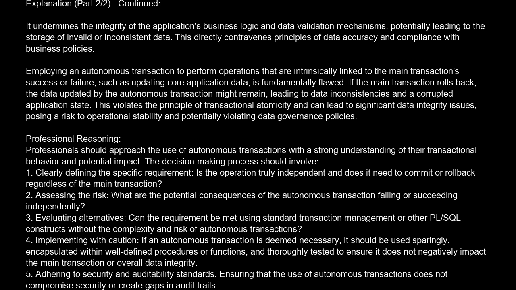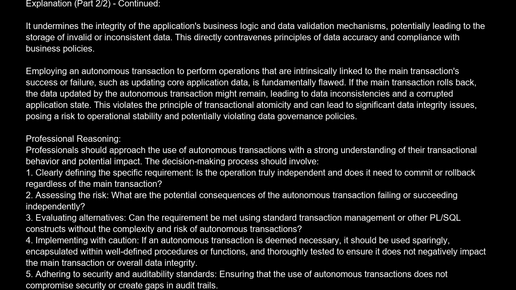Employing an autonomous transaction to perform operations that are intrinsically linked to the main transaction's success or failure, such as updating core application data, is fundamentally flawed. If the main transaction rolls back, the data updated by the autonomous transaction might remain, leading to data inconsistencies and a corrupted application state. This violates the principle of transactional atomicity and can lead to significant data integrity issues, posing a risk to operational stability and potentially violating data governance policies.